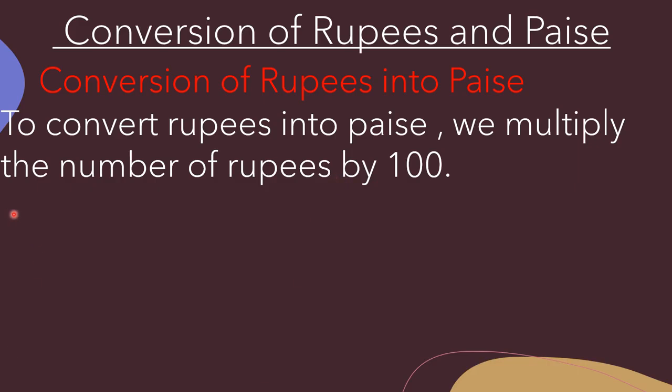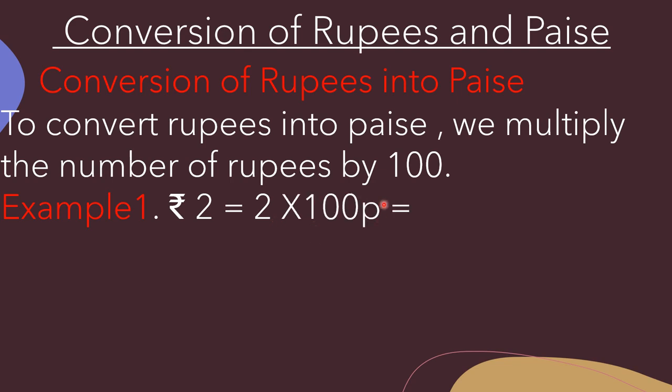So let's see how. Here in example number 1, rupees 2 is equal to 2 multiplied by 100 paise, because here we want to convert rupees 2 into paise. So for that we will multiply this number 2 by 100. Now when we multiply a number by 100, we will just add 2 zeros on the right hand side of the given number. So here 2 is given. So how will we multiply it by 100? By writing 2 zeros on the right hand side. So 2 multiplied by 100 is equal to 200 paise here.